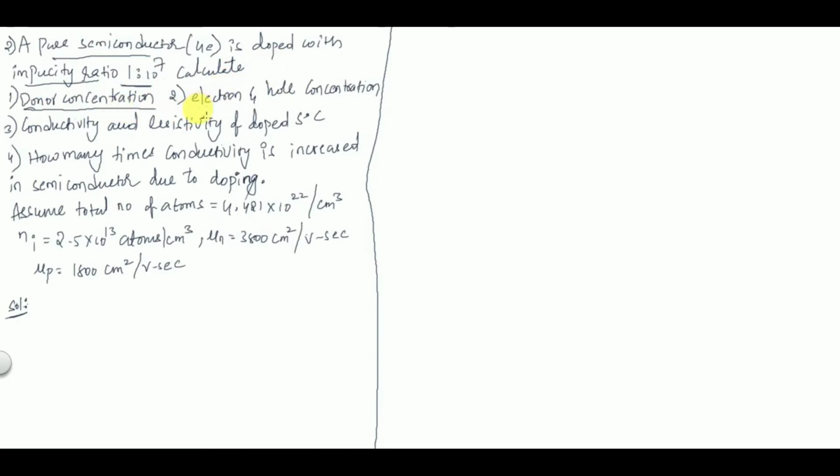Since he is asking for donor concentration, it is doped with donor impurity, and then he is asking for the electron and hole concentration, and the conductivity and resistivity of the doped semiconductor. That means after doping, what is the conductivity and resistivity? And he is asking how many times the conductivity has increased due to doping. We know that after the process of doping, the conductivity automatically increases. How many times it is increasing, you have to find. That is the fourth question here.